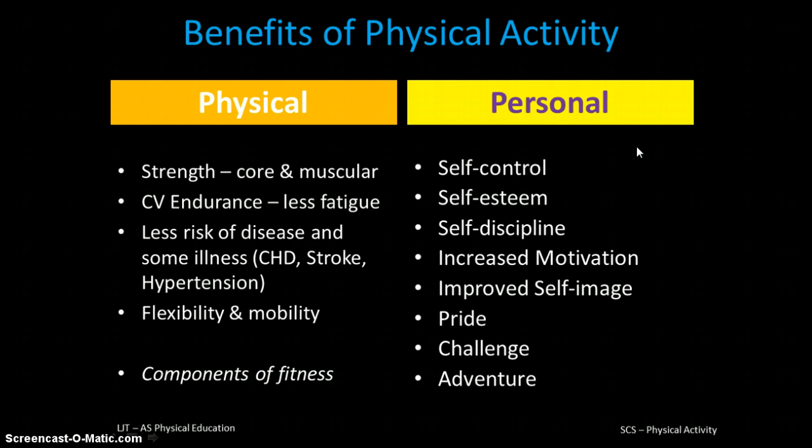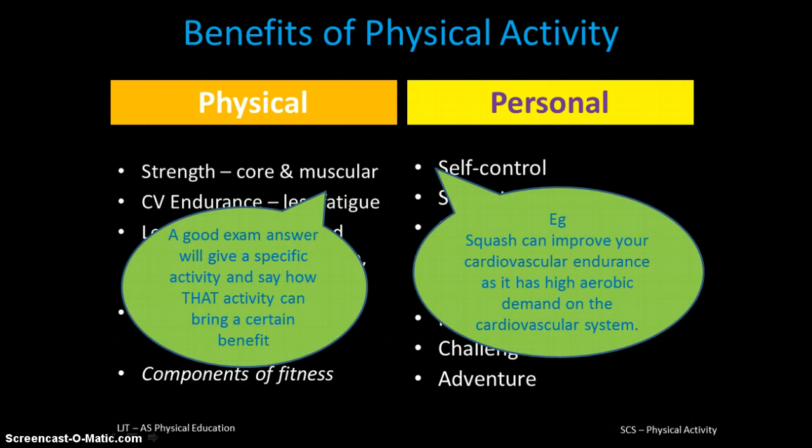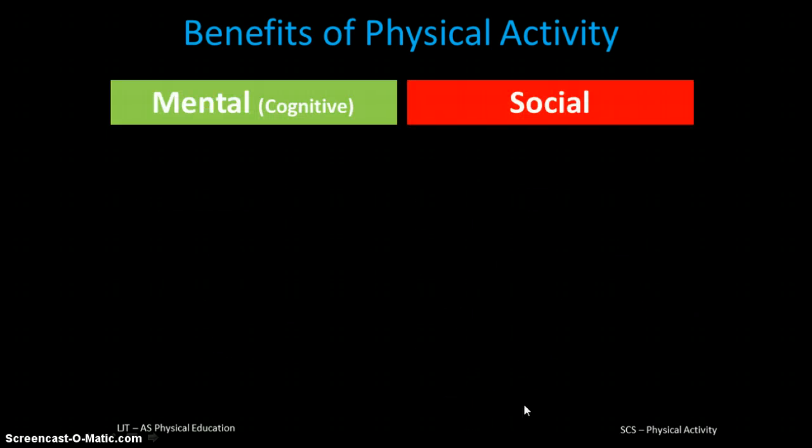And then we've got personal benefits, which are very much to do with the character of the person. So increasing your self-esteem, or teaching you self-control and self-discipline, or giving you some motivation, or improving your pride. You love the challenge of certain activities. So personal refers really a bit more to character benefits. And examples absolutely of these things should give the activity which gains the benefits. So don't just say these benefits, say what activity gets these benefits.